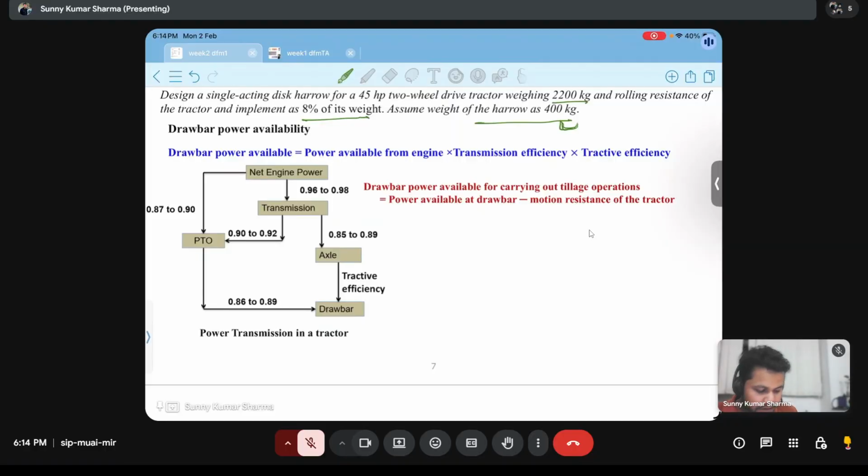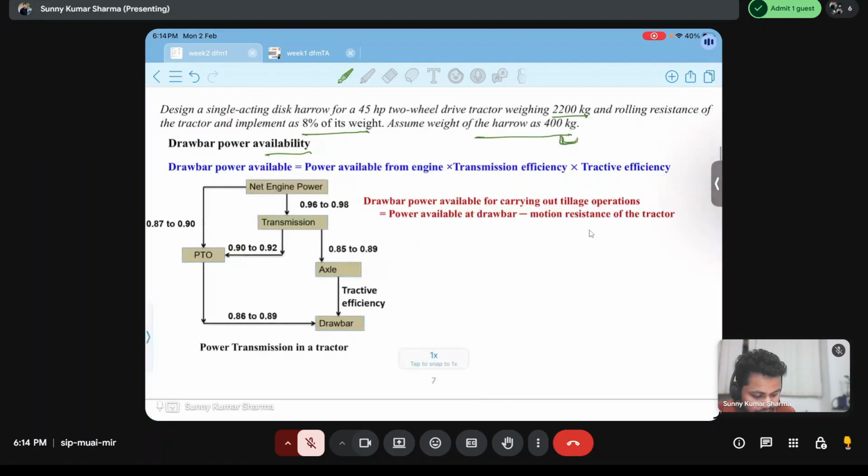For designing any implement, we will first find out what the drawbar power available is. For knowing that, we must know, this is in the ASABE standard, that from engine power, what is the power we are getting at the drawbar. And second, we will subtract the motion resistance of the tractor, because that creates hindrance to the tractor and is not of our interest. So the drawbar power available will be power available at drawbar minus motion resistance of the tractor.